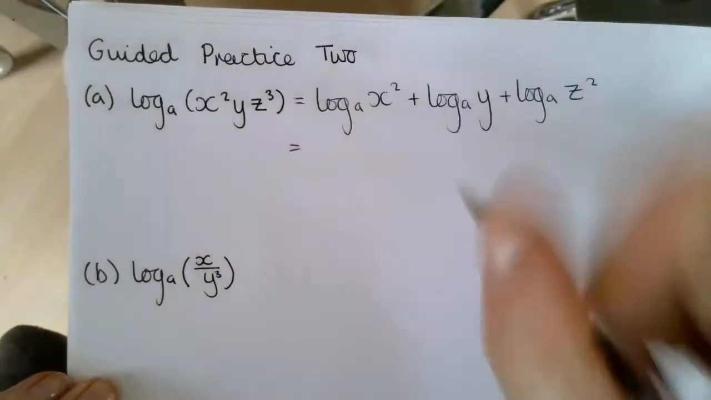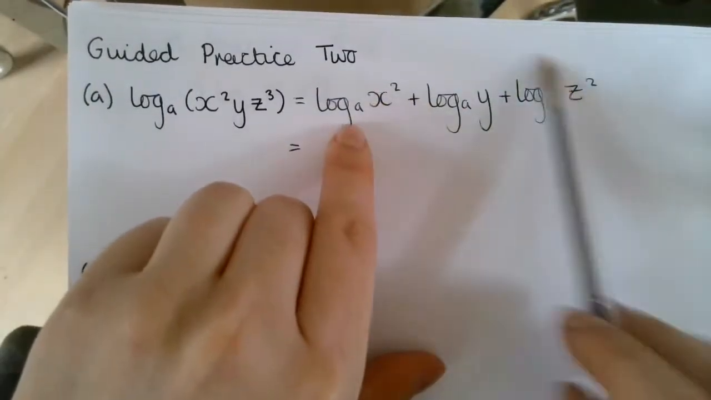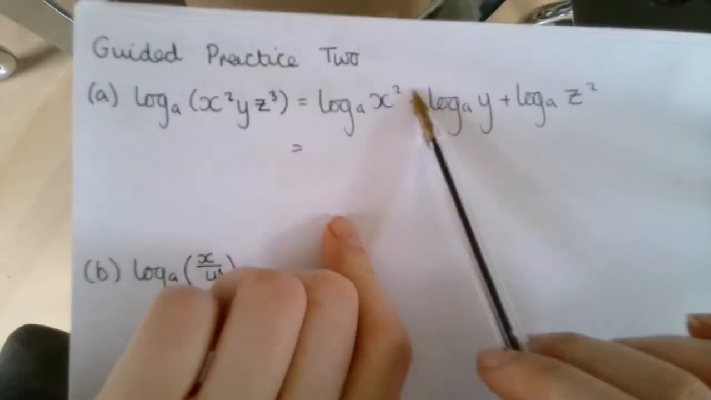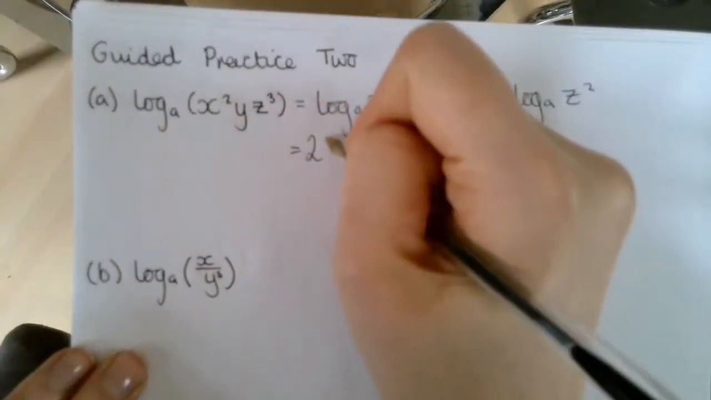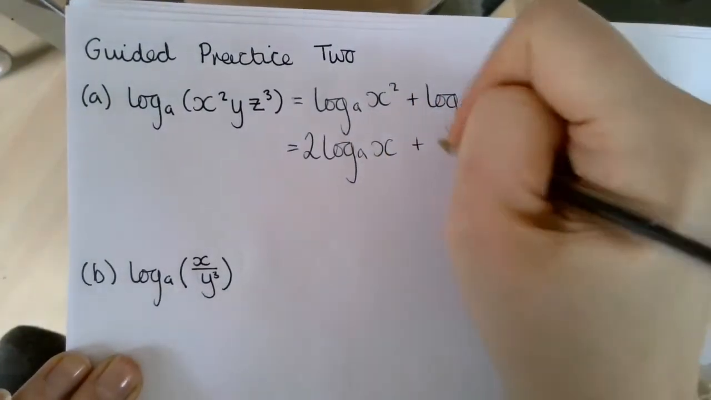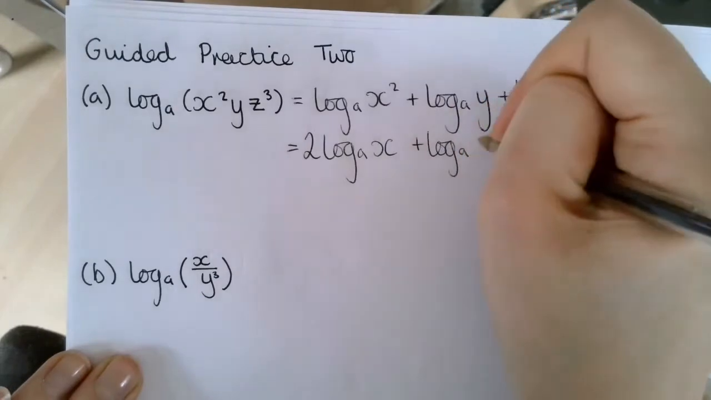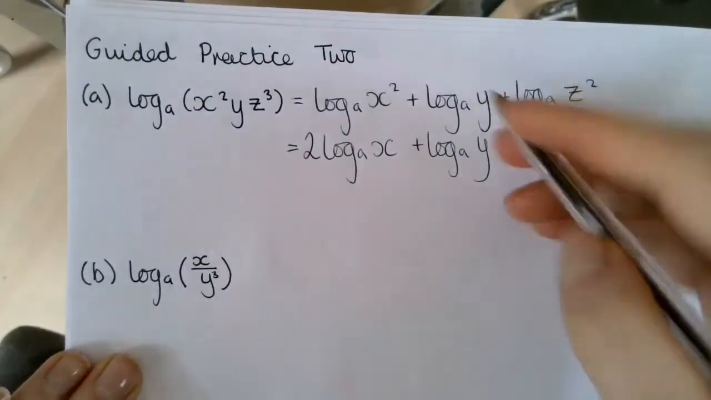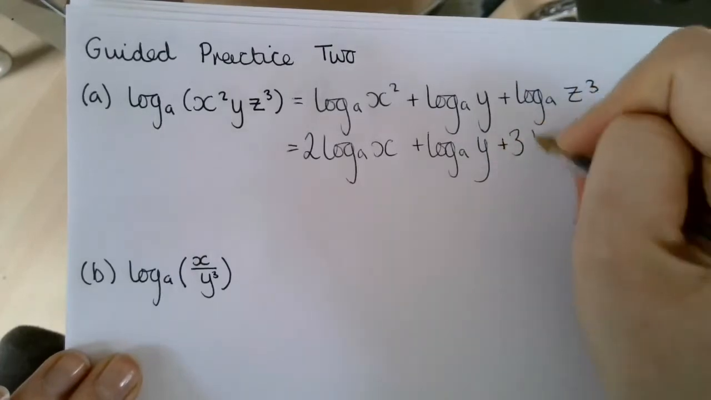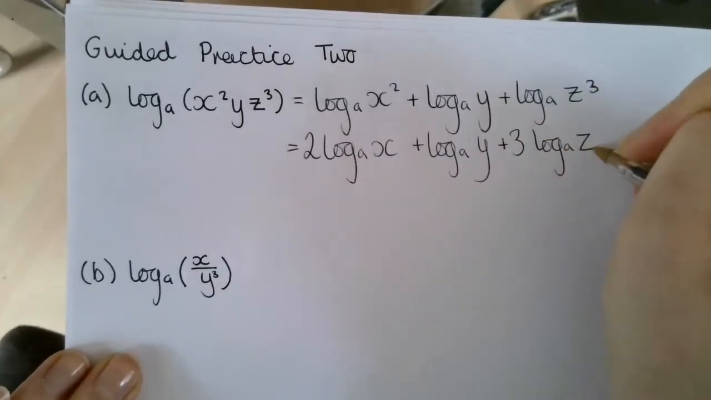And then we're going to simplify this further using the power law. So if we've got x squared here, that is the same as 2 log a x. We've got log a y, and then, sorry, that should have said cubed, we're going to add 3 log a z.